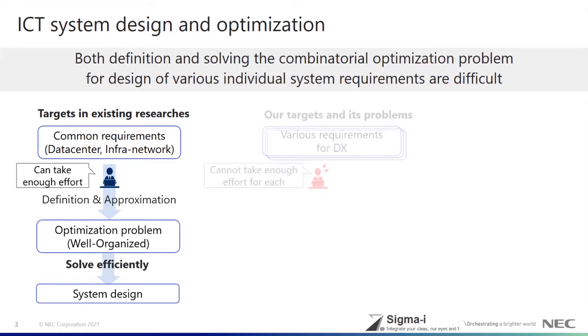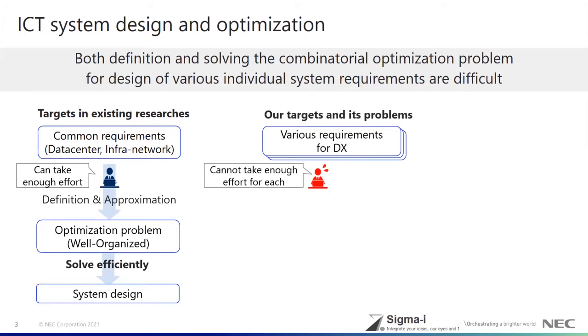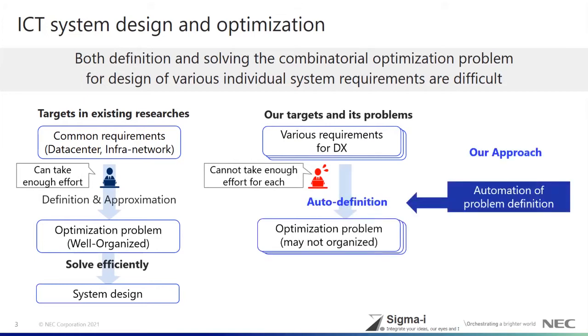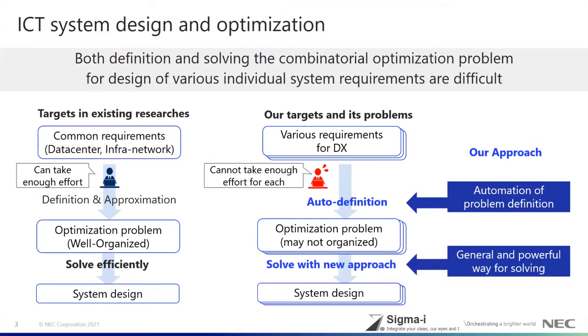But in our case, the target will be various requirements for digital transformation. They cannot take enough effort for each requirement. So we will automate the problem definition. We suppose the result will not be well organized in this case. So we need to prepare a general and powerful way of solving the problem.